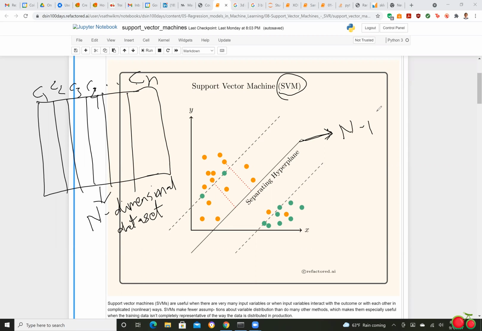Last class I gave an example for that. What is the equation of my straight line? The equation of my straight line is mx plus c, correct? How many variables are there in this equation? There is only one variable, which is x. M and c are my coefficient and intercept, which are actually constants. Once I find the equation of this line, right?